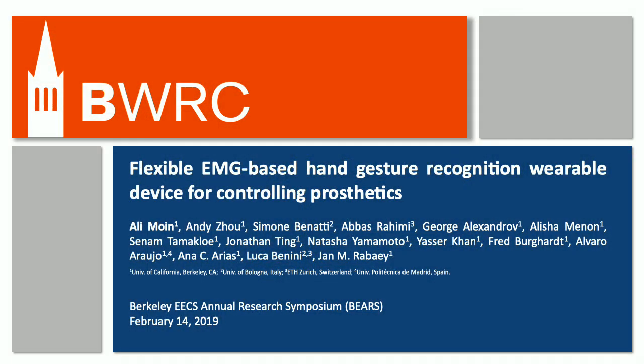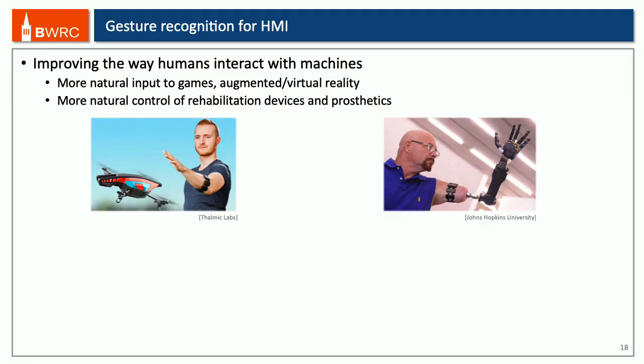Thank you. Hi, everyone. I'm Ali Moin. I'm co-advised by Professor Jan Rabaey and Elad Alon. And today I'm presenting our flexible EMG-based hand gesture recognition wearable device for controlling prosthetics. Gesture recognition for human-machine interfaces is trying to improve the way that humans interact with machines. For instance, it provides more natural inputs to games, augmented reality, virtual reality systems, or as another example, it provides more natural control for prosthetics and rehabilitation devices.